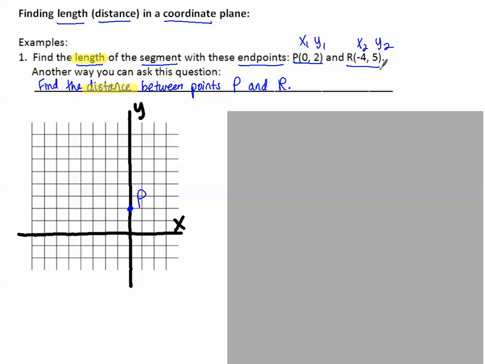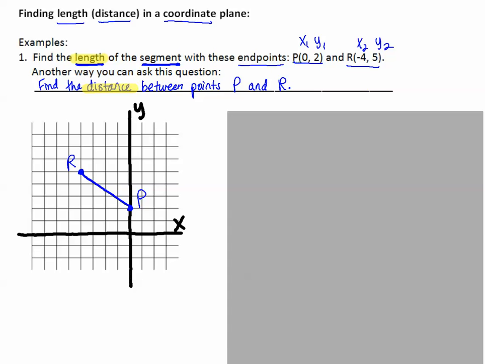R is negative 4, 5. So I'm going to count from the origin, 1, 2, 3, 4 in the negative direction, 1, 2, 3, 4, 5 in the positive direction, and put point R there. Now I'm going to connect those with a segment, since it says in the directions find the length of the segment.